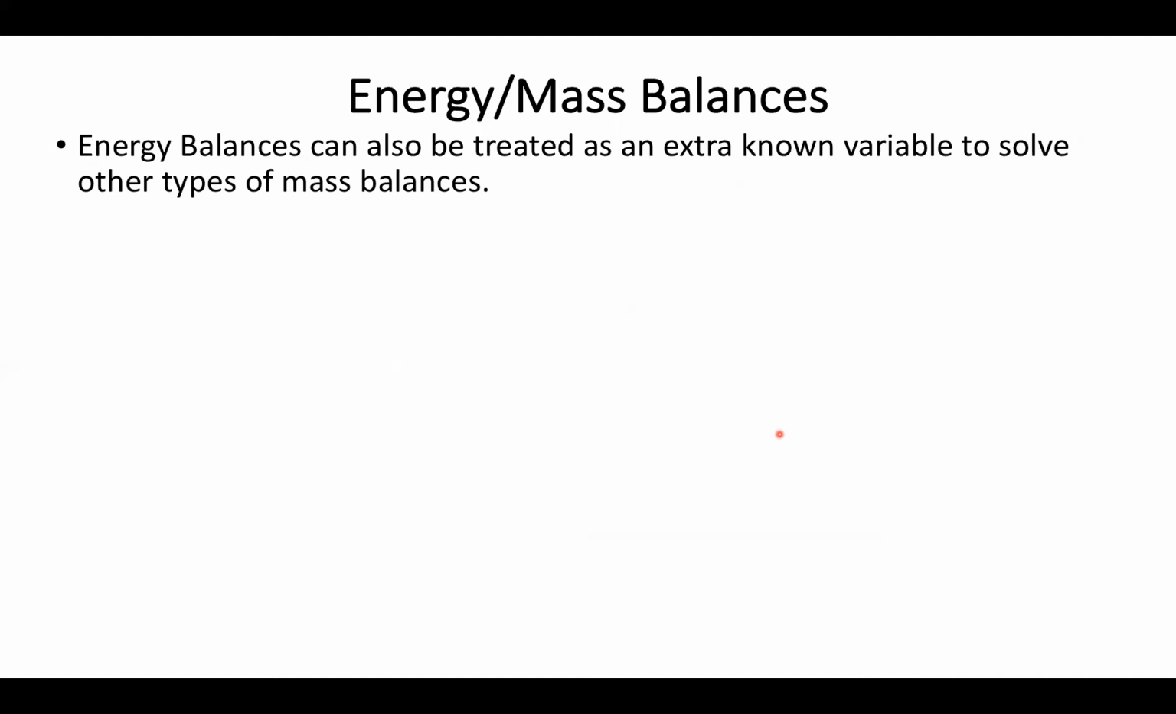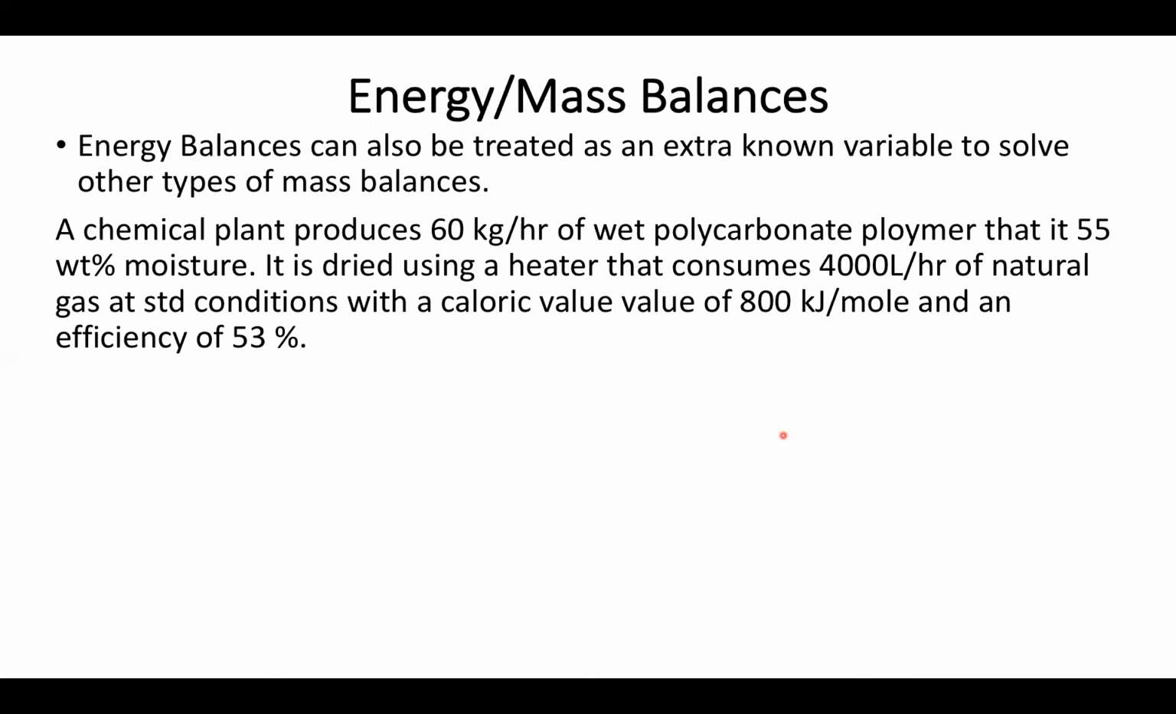So you may have a mass balance where you simply don't have enough information to solve, and it turns out the missing piece is going to be the energy involved. A good example of this is, say, I've got a drying chamber at a chemical plant. So I produce a nice polycarbonate polymer that is actually very wet. It turns out that in the raw forms, a lot of these polymers are made in aqueous fashion. So it may have, say, about 55% moisture.